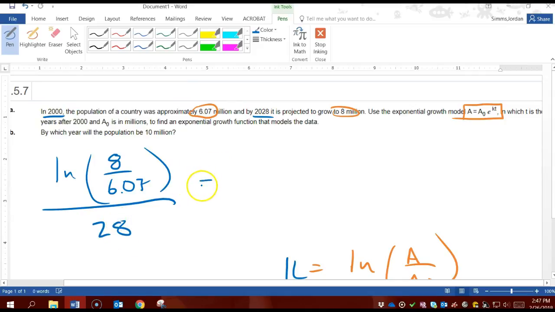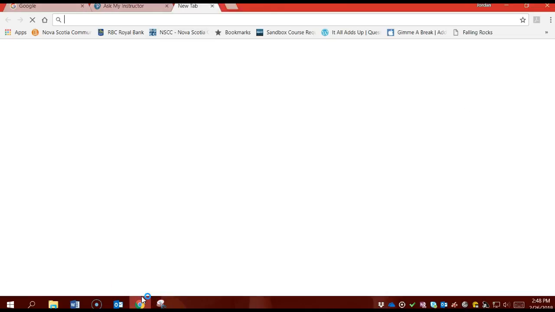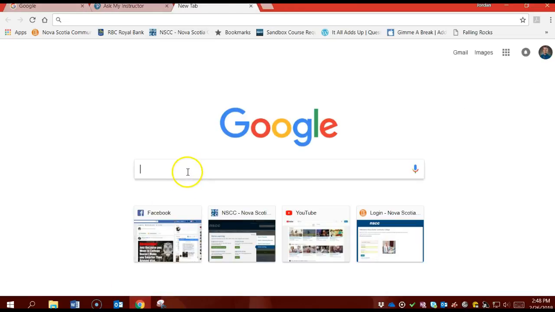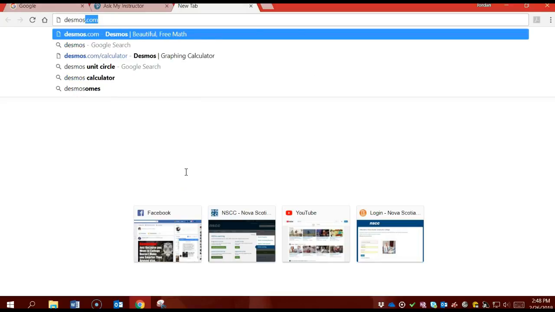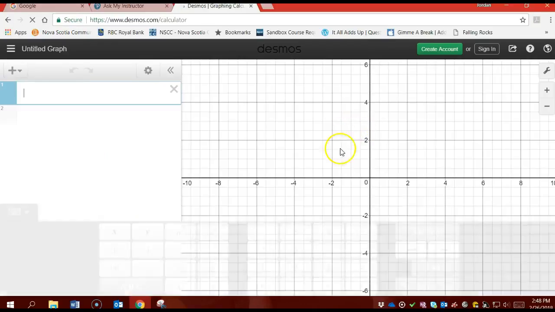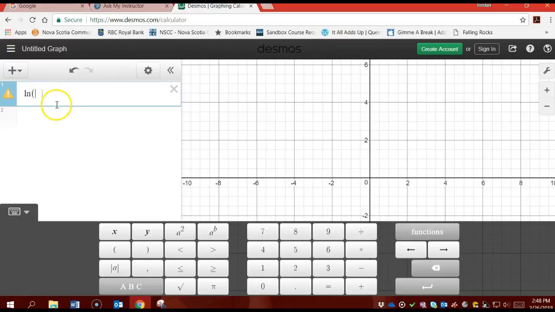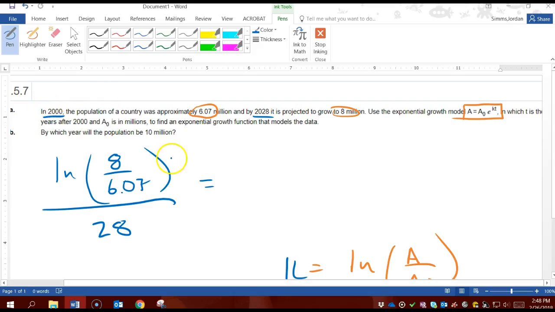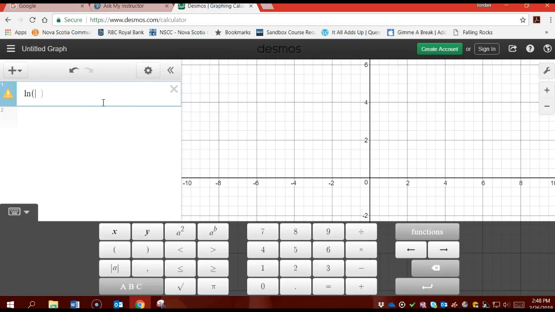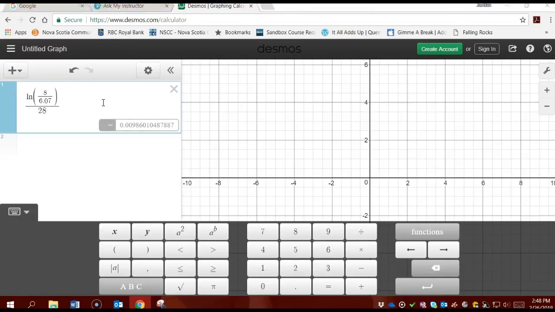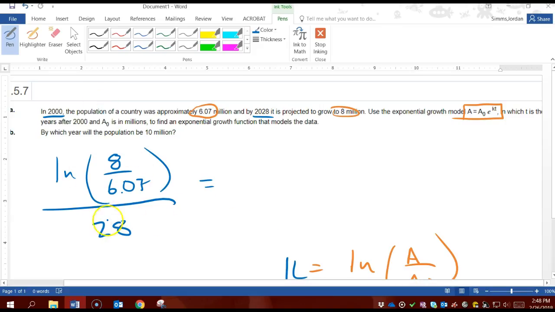Okay? So if you're going to use Desmos, which you can, that's totally fine. Maybe you just typed it in wrong. Let's see what they got there. So in Desmos, we're going to go over to functions, miscellaneous, the natural log, right there, of our original one, 8 divided by 6.07. Now every time you tab over, notice it kicks it over one notch in Desmos, so just be aware of that. We'll close that bracket up, and then I'll highlight that whole thing, and I'll divide that by t, which is 28 years. Okay?